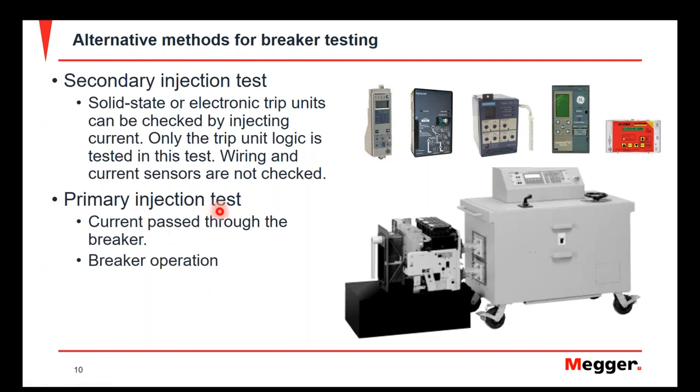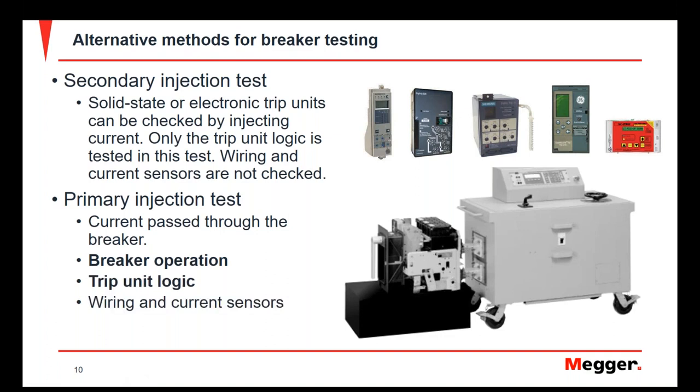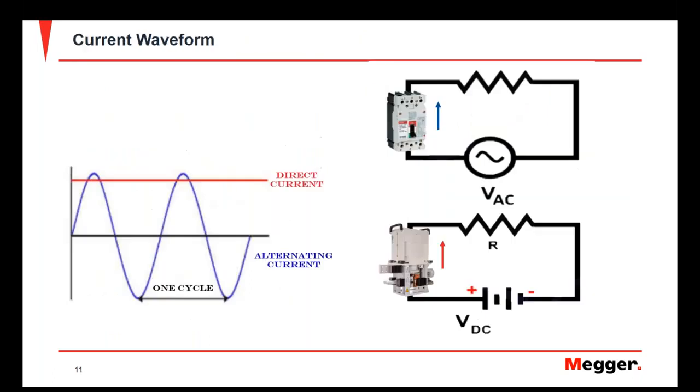One thing is, whenever we do primary current injection, we're testing for the breaker's overall operation, as well as checking the logic of the trip unit to make sure that it's communicating properly with the other elements of the breaker, such as the current sensors and the wiring associated with the trip unit. In other words, whenever we do a primary current injection test, what we're really doing is a complete test on the system to verify that it's going to operate the way that we want it to whenever it needs to, so that we have reliable operation of the system.